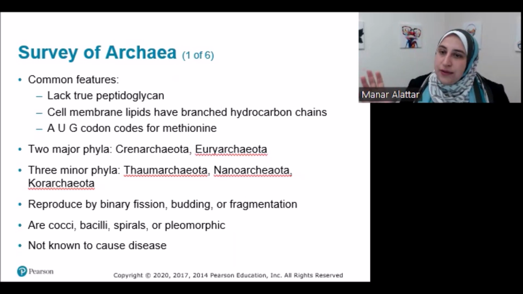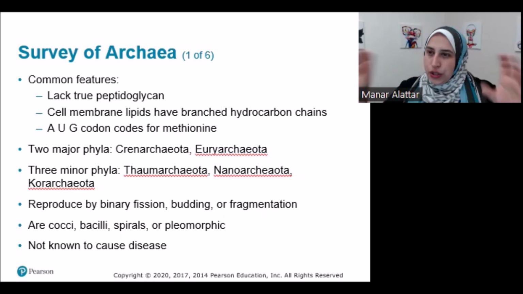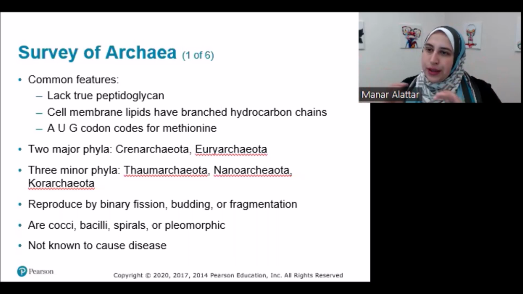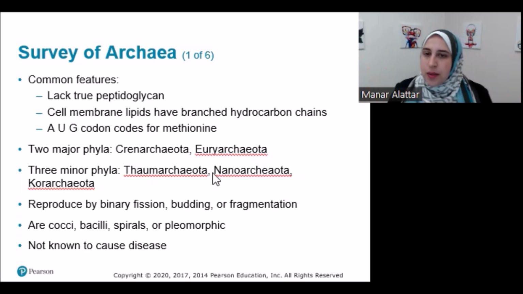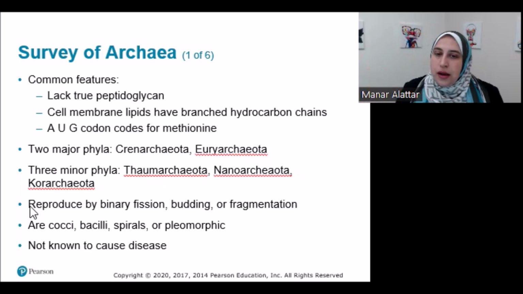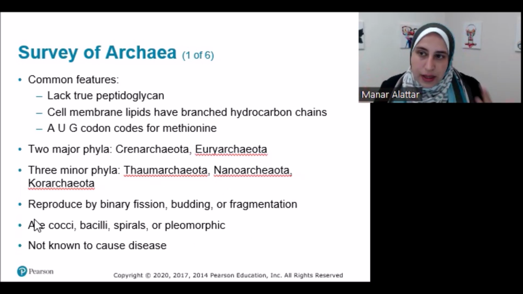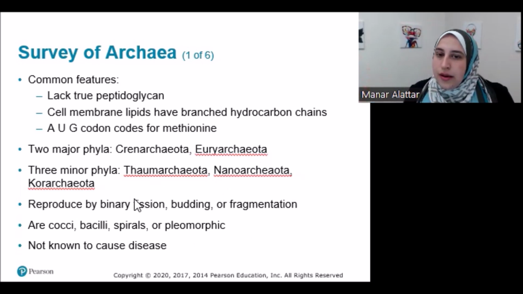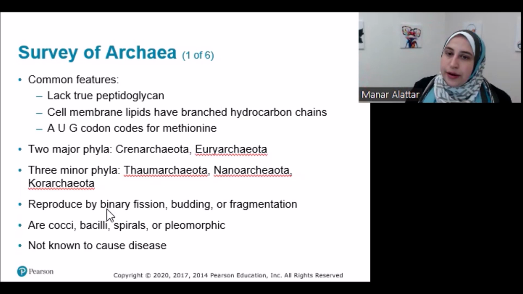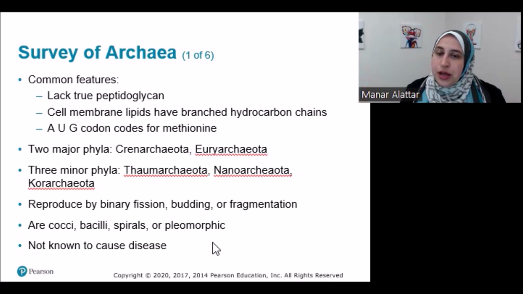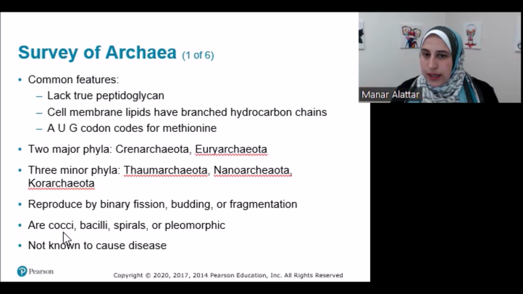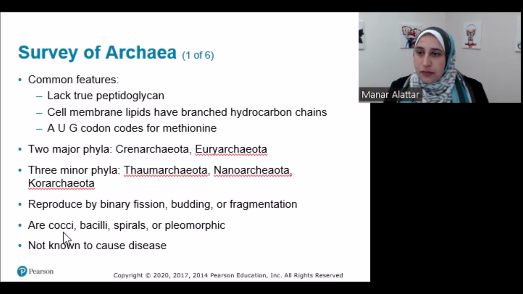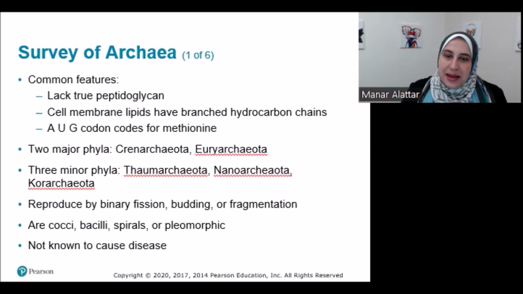Then there are 5 phyla of archaea: 2 predominant phyla, and then 3 that have fewer organisms within them. Crenarchaeota and Euryarchaeota are the predominant phyla of archaea. We have a number of different mechanisms for reproduction in archaea, predominantly binary fission, but also budding and fragmentation. And you will see multiple different cell shapes, from cocci, bacilli, and spirals to even pleomorphic organisms.